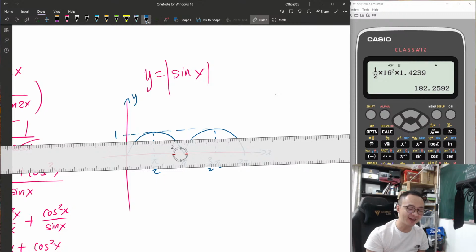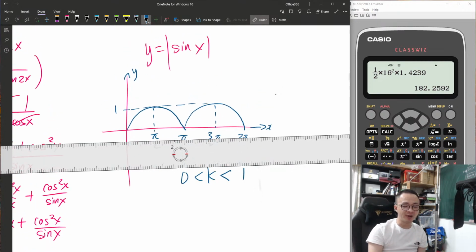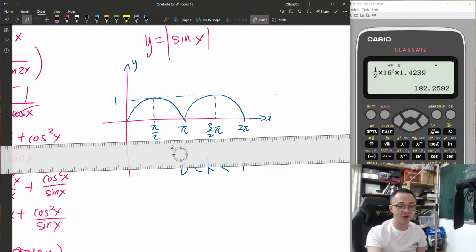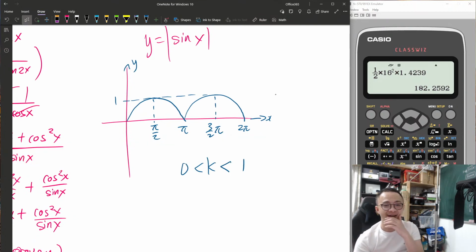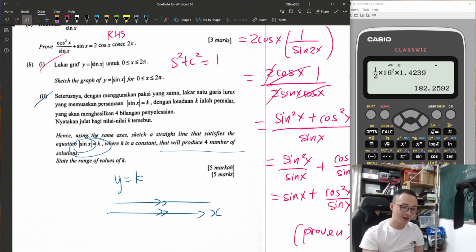So if you understand this, k must be between 0 and 1. Okay, it cannot be equal to 0 because you touch 3 points. It cannot be equal to 1 because you only touch 2 points. So this is the reason your k must be between 0 and 1. Yeah, I hope you understand it. 5 marks. Done.